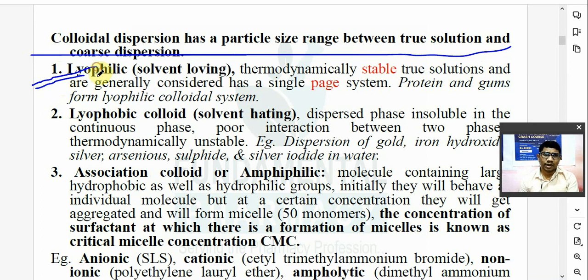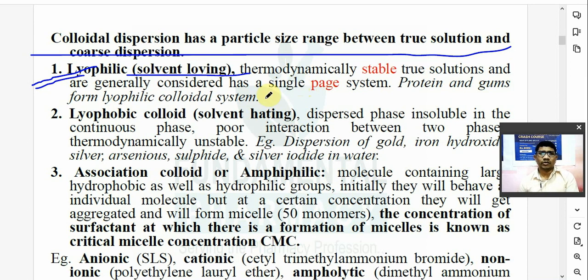Lyophilic मतलब क्या? Lyo मतलब और philic मतलब क्या? Lyo means solvent, philic means loving. So lyophilic means solvent loving. Lyophilic colloids are solvent loving colloids. ये जो dissolve होते हैं, right? जैसे सोडियम क्लोराइड हो गए. There are three types of colloid: lyophilic colloid, lyophobic colloid, and amphiphilic colloid.